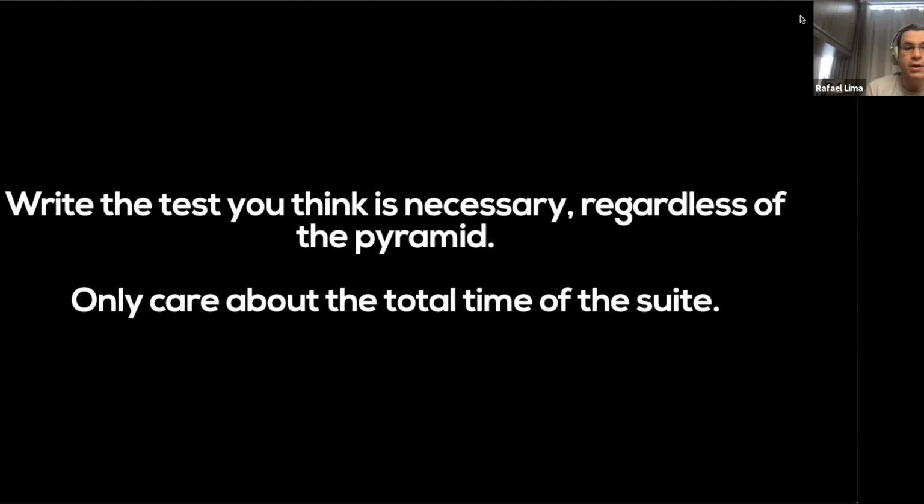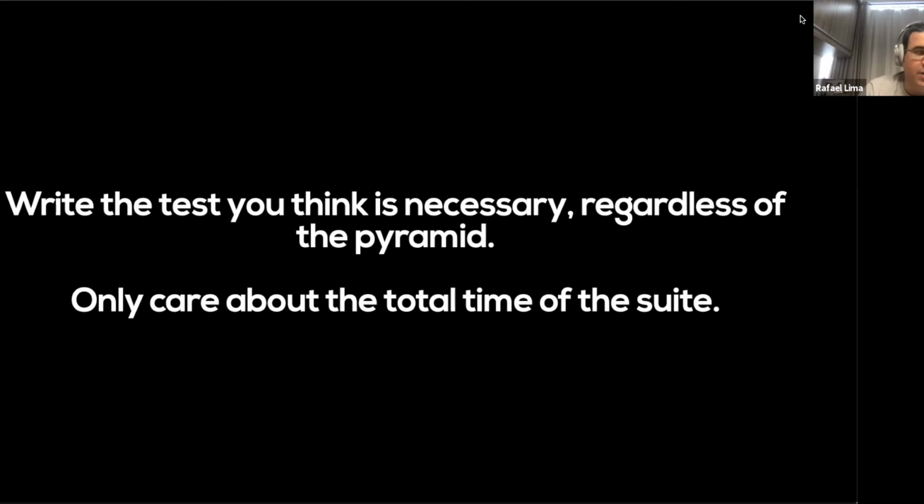So that's what I mean about test whatever you think is going to give you the confidence, and do not attach yourself to the shape of the pyramid. I think it'd be easier, and you're going to be faster. You're going to have less sensitivity in your tests, because unit tests are very sensitive. You change a lot of stuff, and then you have to refactor all your unit tests.